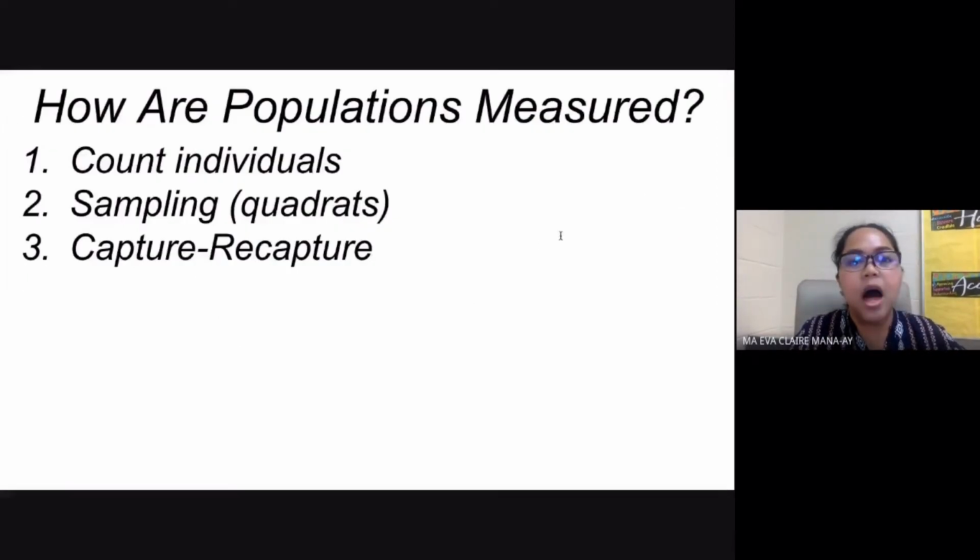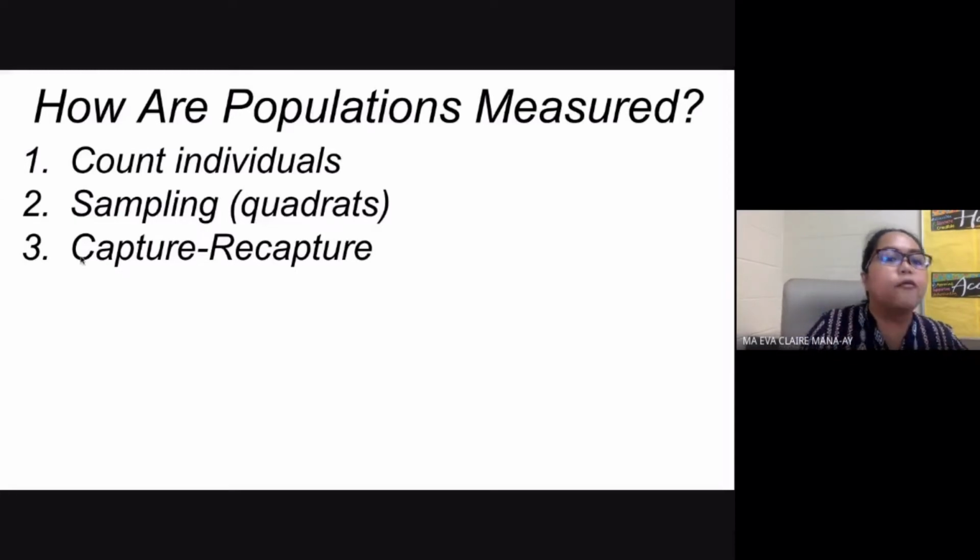Now, how do scientists measure populations? How will they know whether this area is densely populated or not? We have three very important processes here. The first one is to count the number of individuals. This is done through census. This is done when your population is small and controllable. For example, the number of students inside my room: for me to know the number of people inside, I can just easily count them. So counting the number of individuals is done if your population is small.